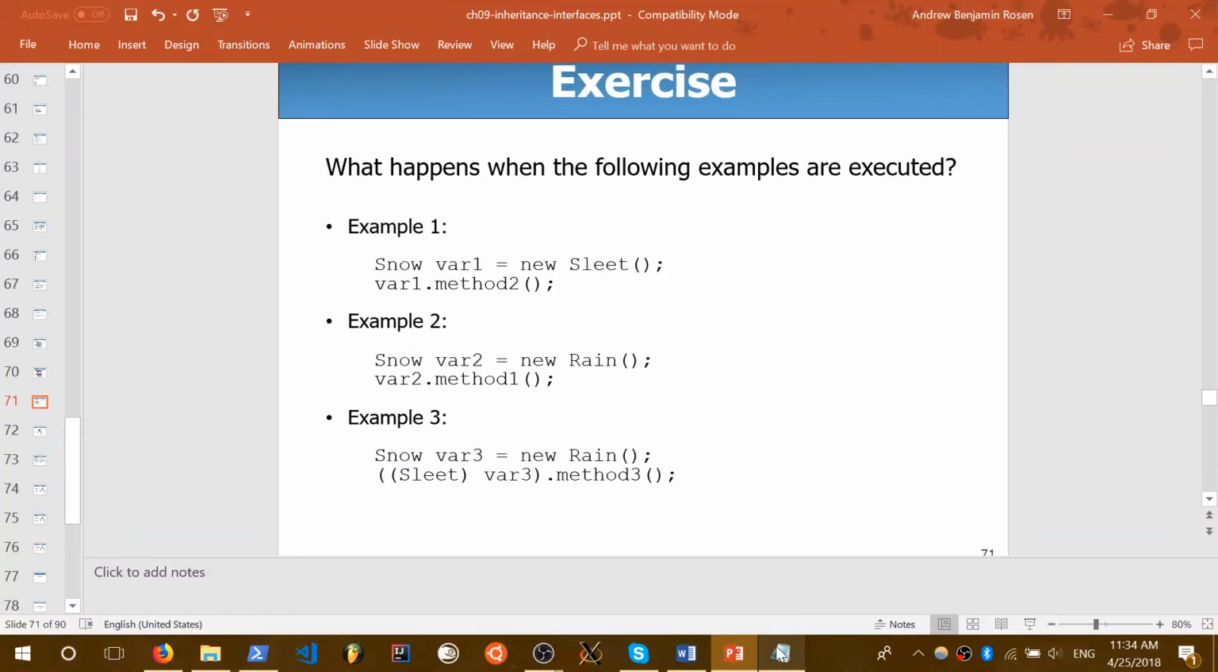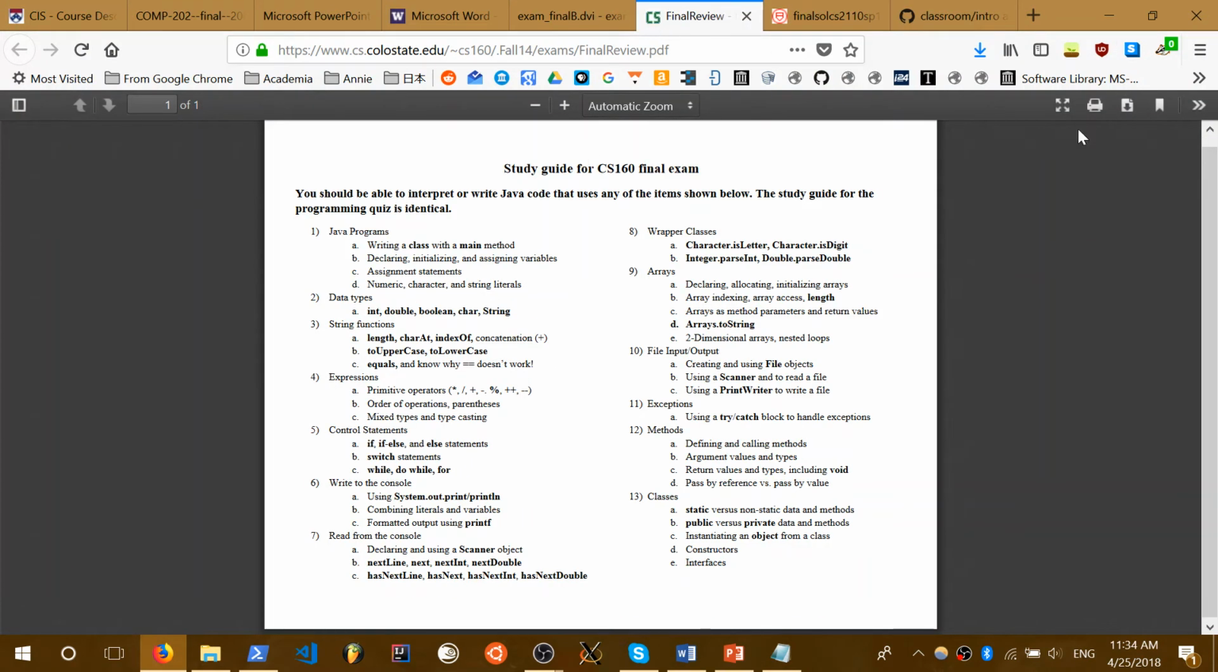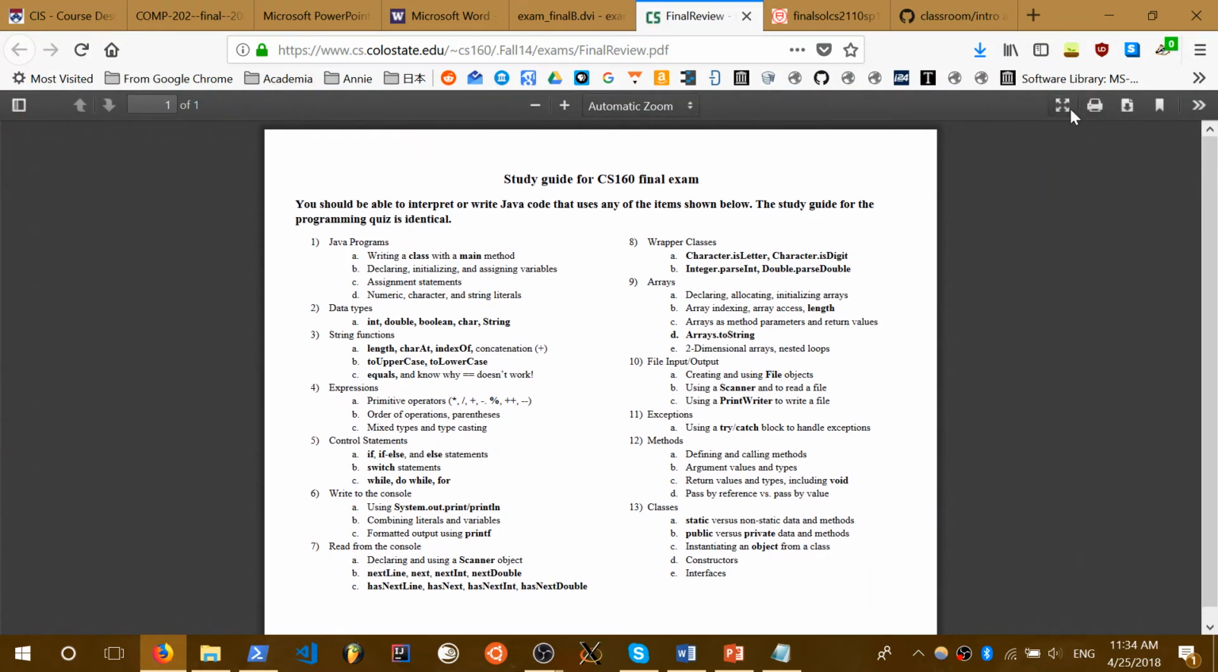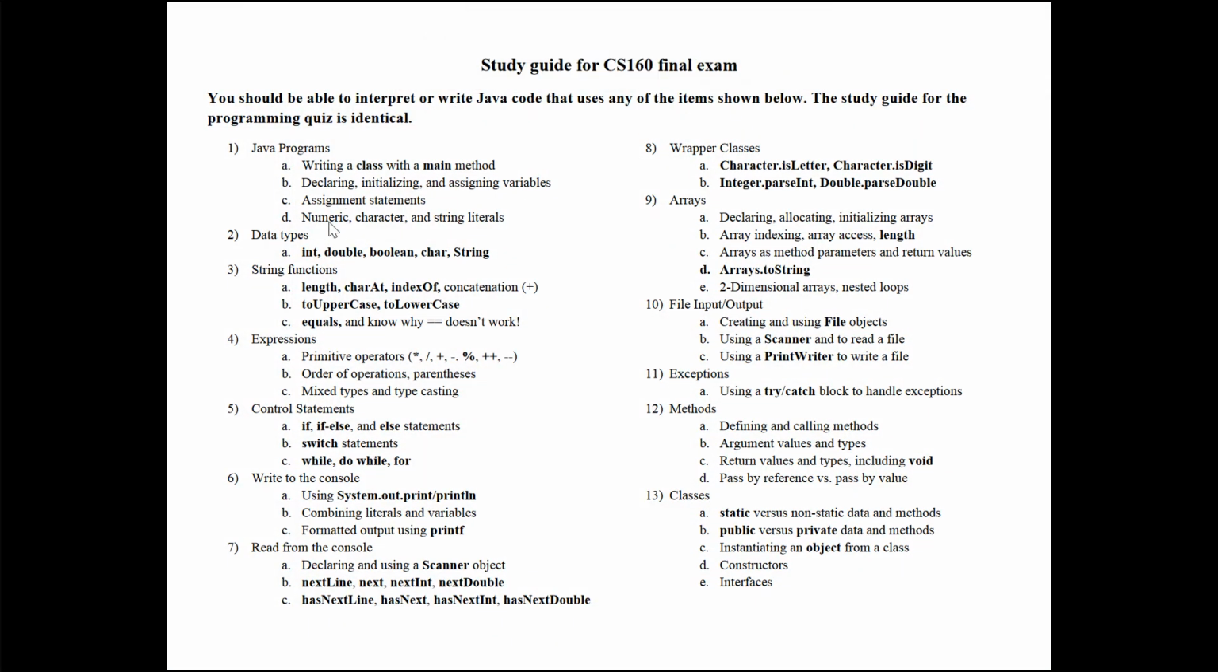Okay. So let's go ahead and look at some good practice exams. So here is a review sheet I found. I have my own, but let's go ahead and look at what this course suggested for the review sheets. So writing a class is the main method. Declaring, initializing, and assigning variables. How assignment works: take the memory location of the value on the right and store it in the left.